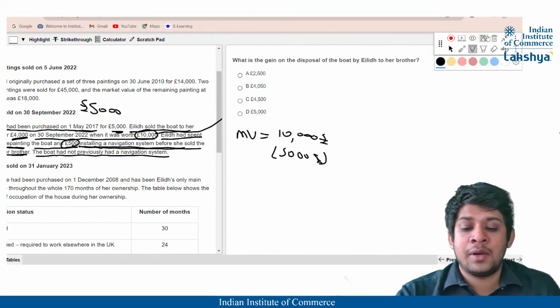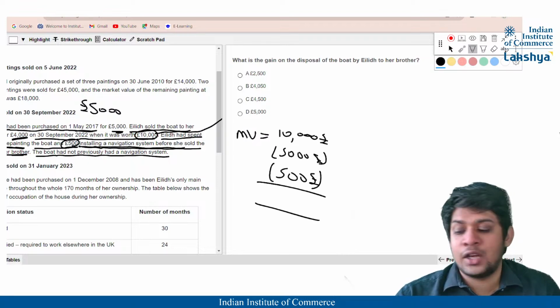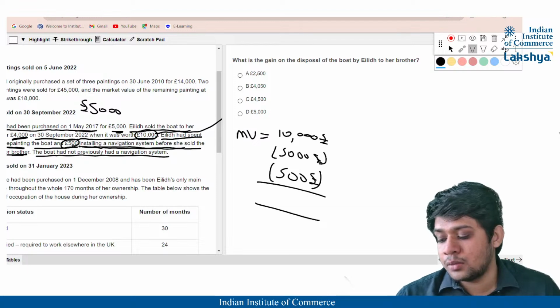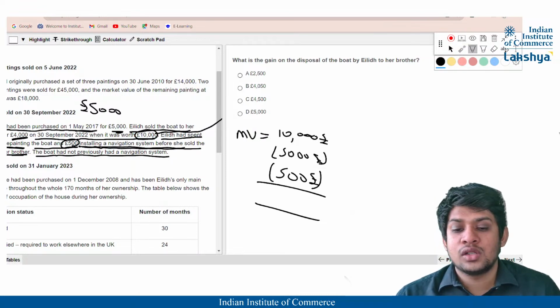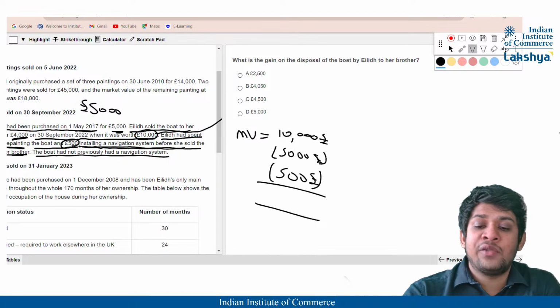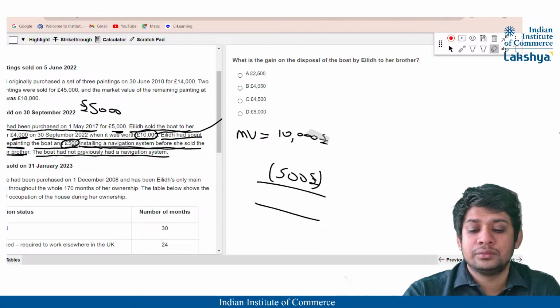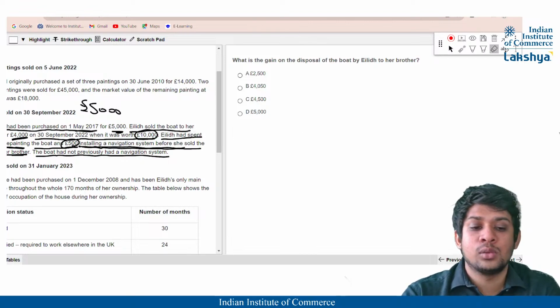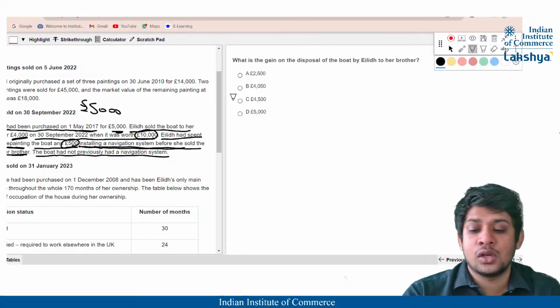It will be considered as a capital expenditure and that will be deducted because obviously it is enhancing the boat's value by adding a navigating system to it. So 10,000 minus 5,000 minus 500, 5,500 is the cost. You have to identify what is the gain on disposal, right? So she disposed of it for 10,000 and obviously the costs were 5,500 in total. So the answer would be 4,500. That is option C. Okay.